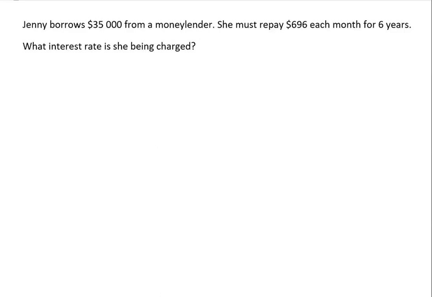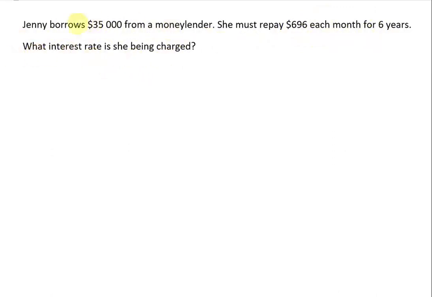This is an example of a calculation where we find the interest rate when we know the monthly repayment amount of a loan. Question says Jenny borrows $35,000 from a moneylender. She must repay $696 each month for 6 years. What interest rate is she being charged?